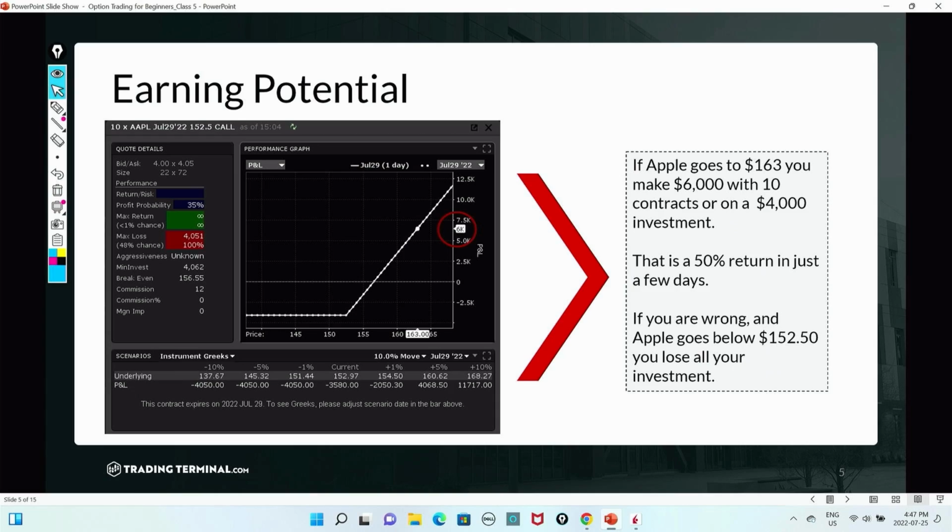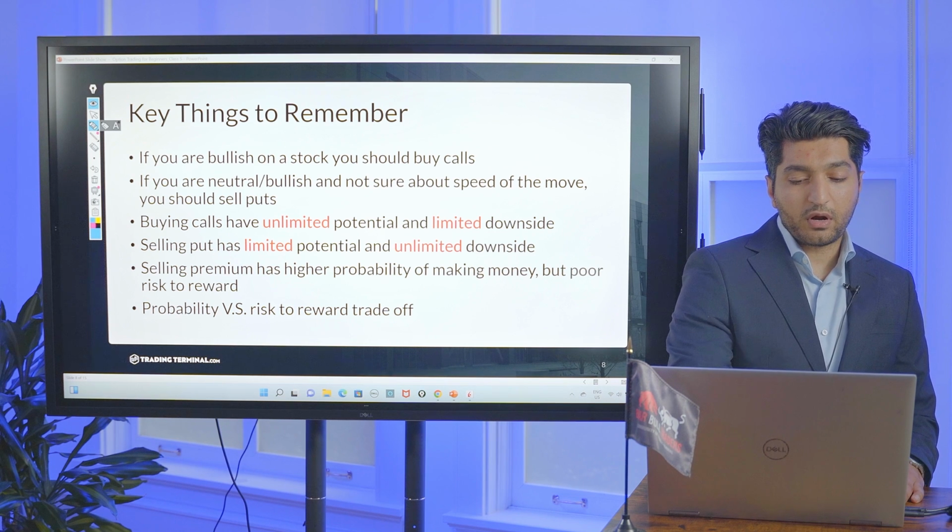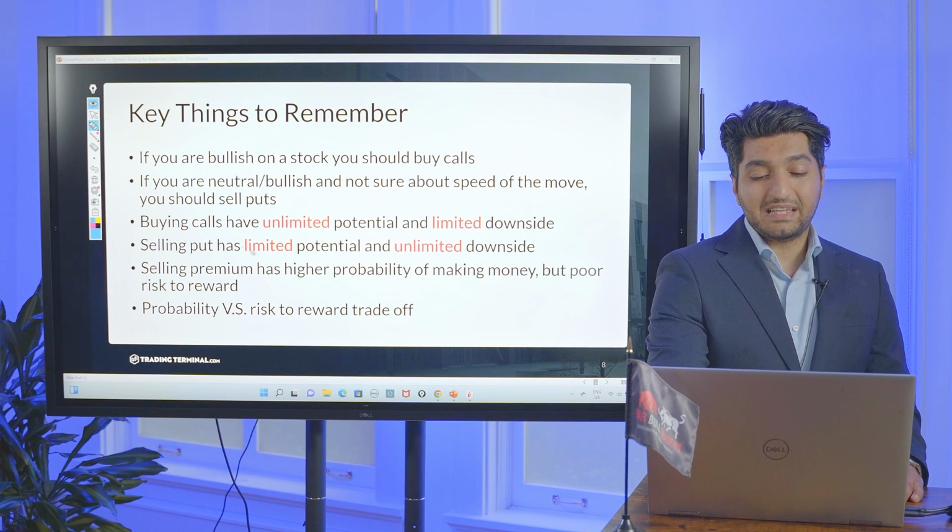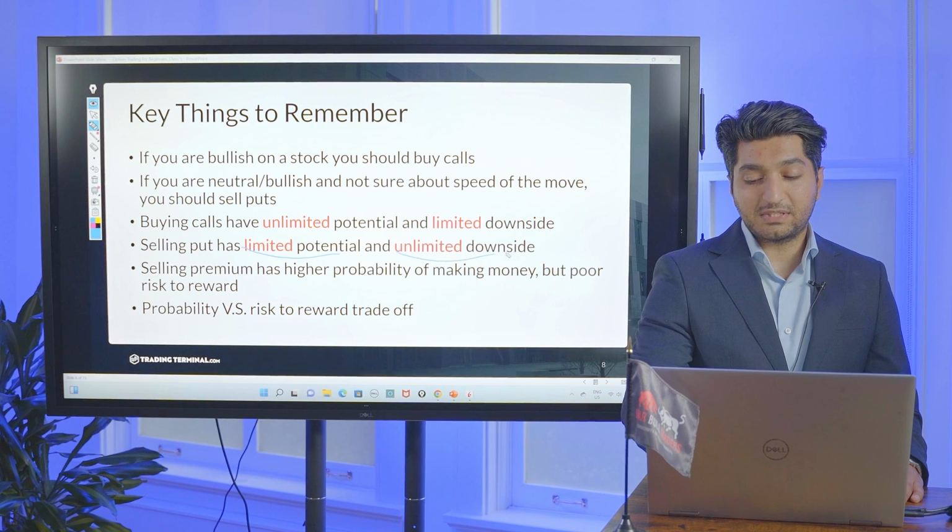So as you can see, buying calls, you have a limited downside, you know exactly how much you're risking, and you have an unlimited gain potential. So this risk to reward comes at a price. What is the price? A lower profit probability. Selling a put, on the other hand, has limited potential and unlimited downside.